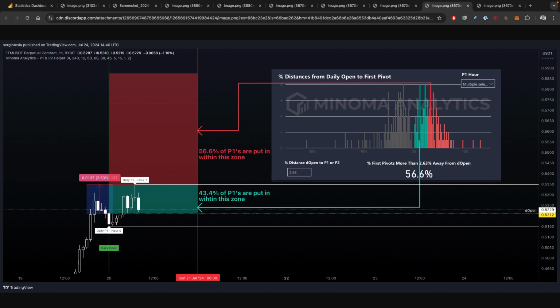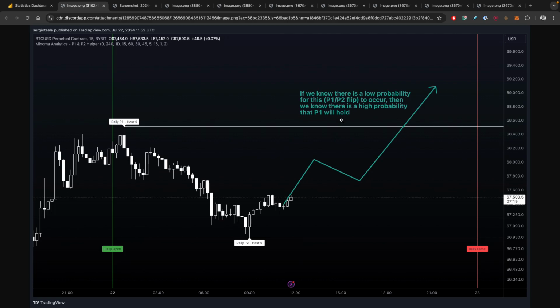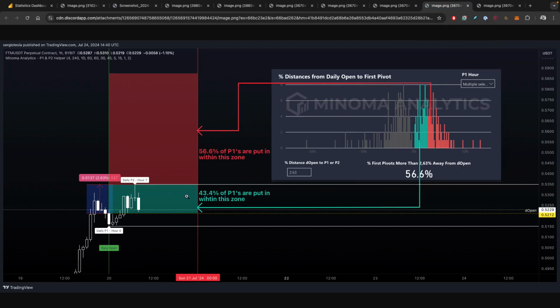Let me check that I'm not missing anything. Nope, not missing anything. So remember again what we're trying to do. If we know there's a low probability of a P1, P2 flip occurring, then there is a high probability that P1 will hold. Again, I know I'm repeating myself, but it's important to understand this. We can see that 56.6% of days had enough energy to put in P1 at 2.63% above daily open or further. Meaning this is not an unlikely place at all to put in a P1.